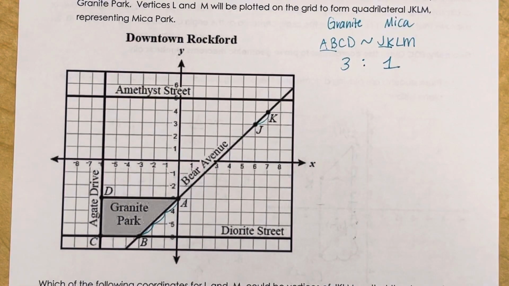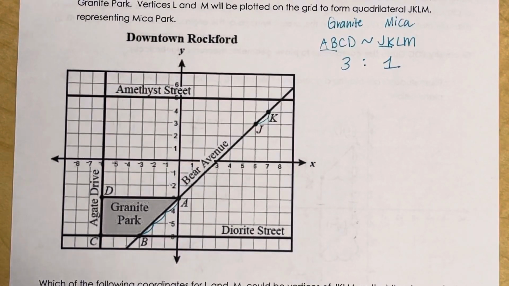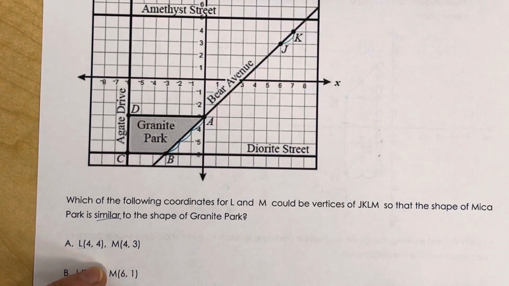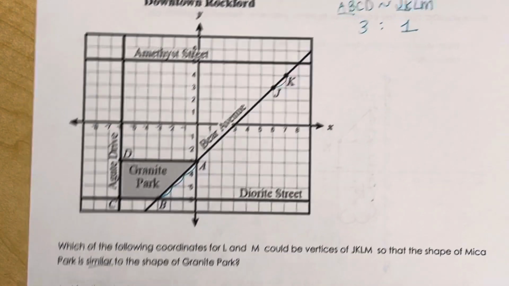So 3 divided by 1. So as I go to plot my new points, they have to be in the same ratio of 3-to-1. If they're not, then it's not the right answer. So what we're going to do is I'm just going to take the points, I'm going to plot them, and I'm going to see if they give me a ratio of 3-to-1.